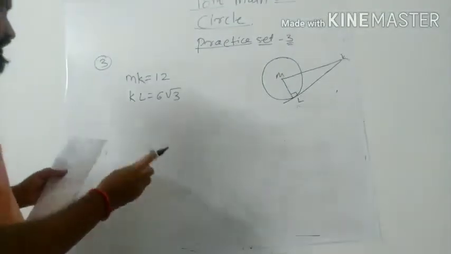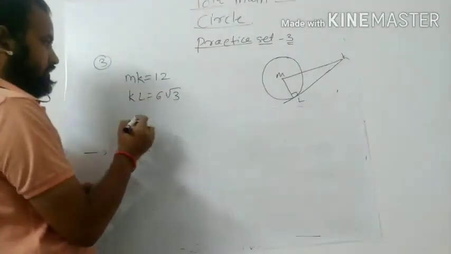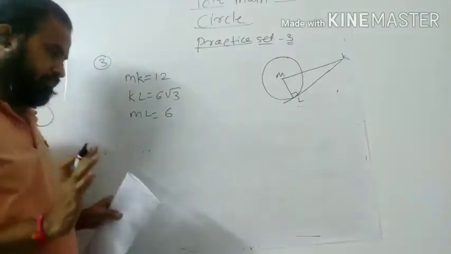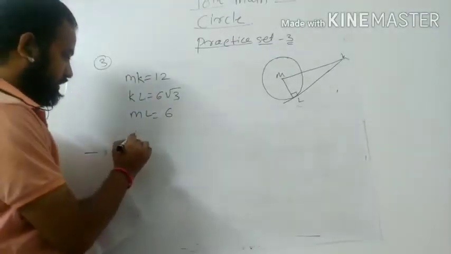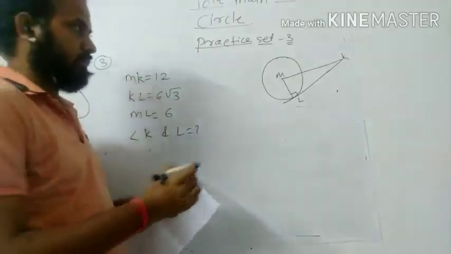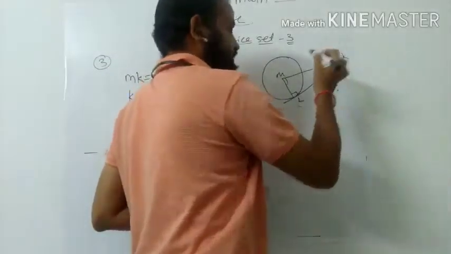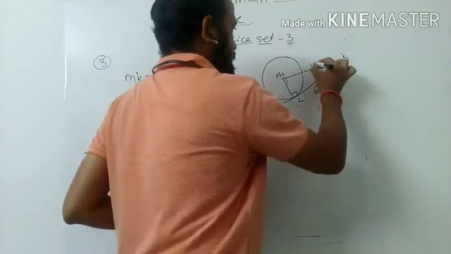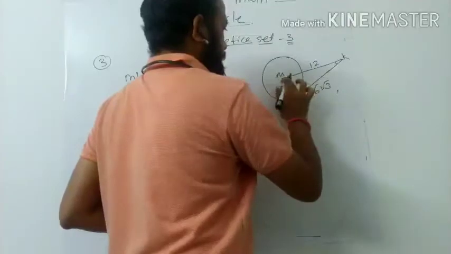So I can write here, MK is 12, KL is 6 root 3, and ML I have got as 6 units. Then I have to find angle K and angle M. So it means I have to find these two angles. So this distance is 6 root 3, this distance is 12, and this distance is 6.